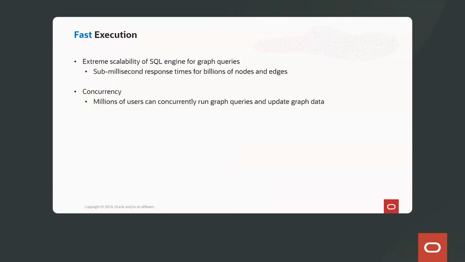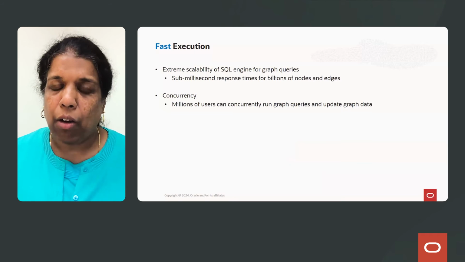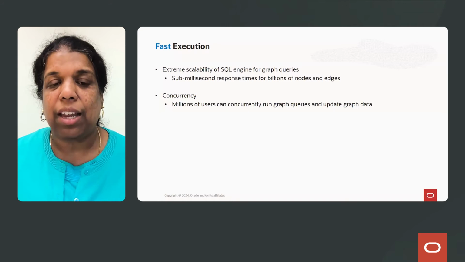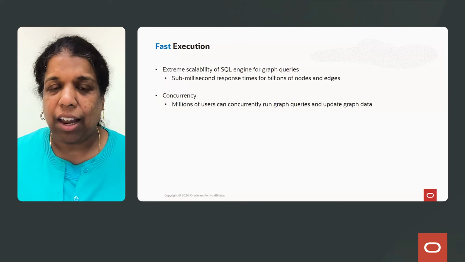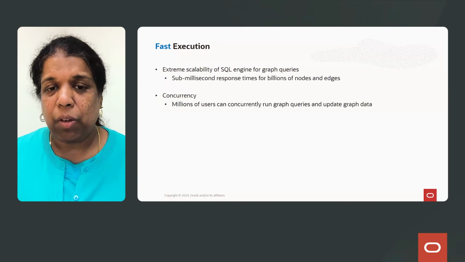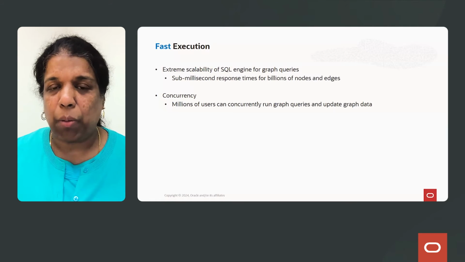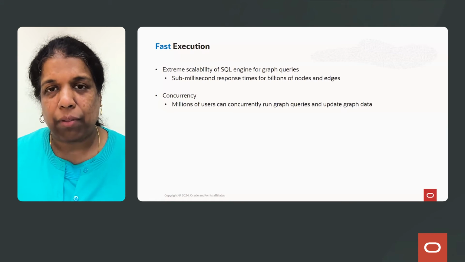And performance, we leverage the extreme scalability of the SQL engine. We've also incorporated innovations in the database for making graph queries extremely fast. So on some of our engineered systems, you can see sub-millisecond response times for billions of nodes and edges. And concurrency, like I touched upon, you can have millions of users running tens of thousands of queries, updating the data, and the data is reflected in the graph. We ran the TPCC benchmark, and there's no performance degradation while working with graph queries.